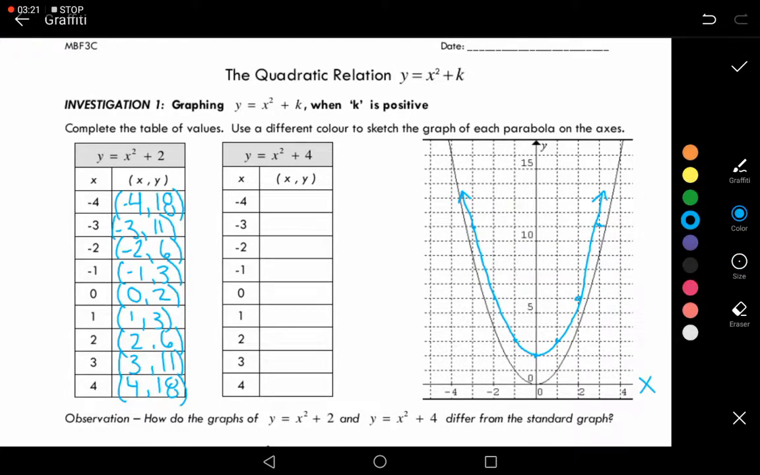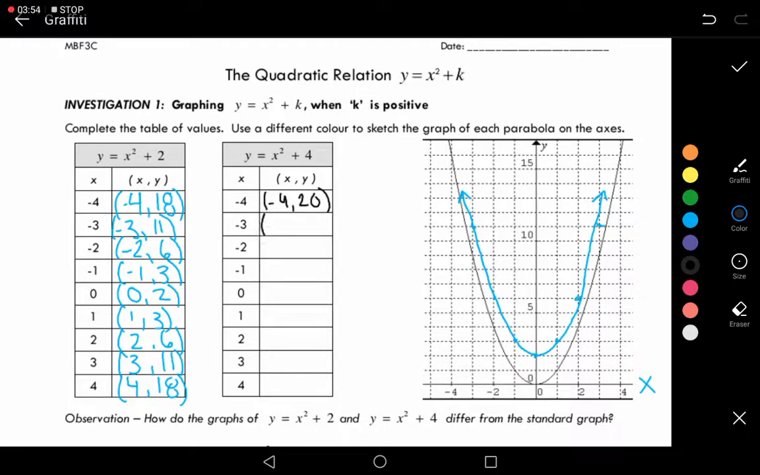All right, let's do the same thing before we analyze the graphs. This time we have x squared plus 4. So instead of adding 2, we're adding 4. To come up with these points, you're just taking those x values and plugging them in to get your y. Maybe I don't want to do yellow, it's kind of hard to see. Let's do just black. So negative 4 squared plus 4 will give us 20.